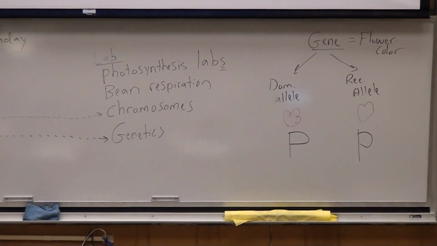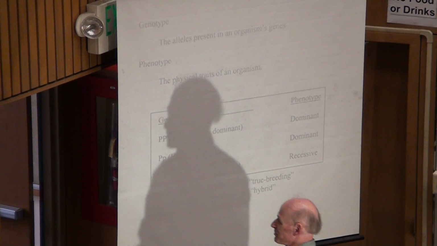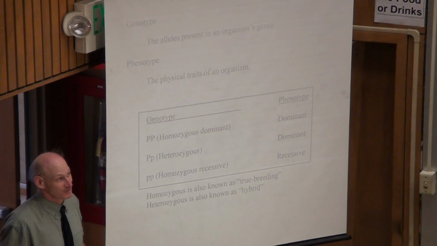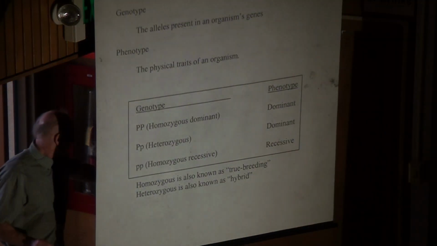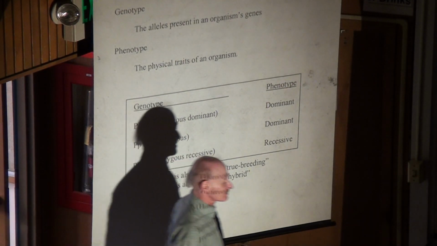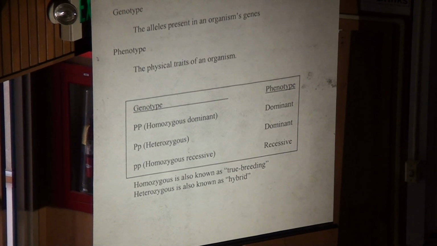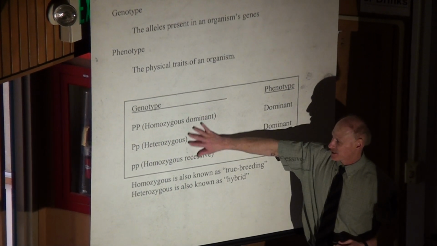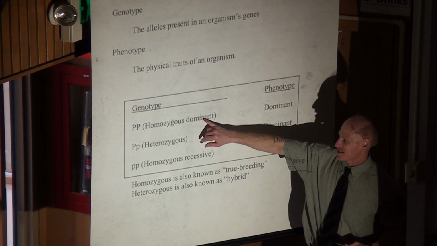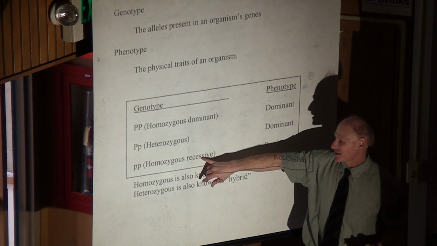And since we all have two parents, we all have two copies of every gene. You inherit one copy of every gene from your mother and one copy of every gene from your father. And so for every trait, you have two alleles. And which two alleles you have, either two of the dominant or two of the recessive, or one of the dominant and one of the recessive, is called your genotype. Here's a list of the possible genotypes. Homozygous dominant is big P, big P, heterozygous is big P, little p, and homozygous recessive is little p, little p.